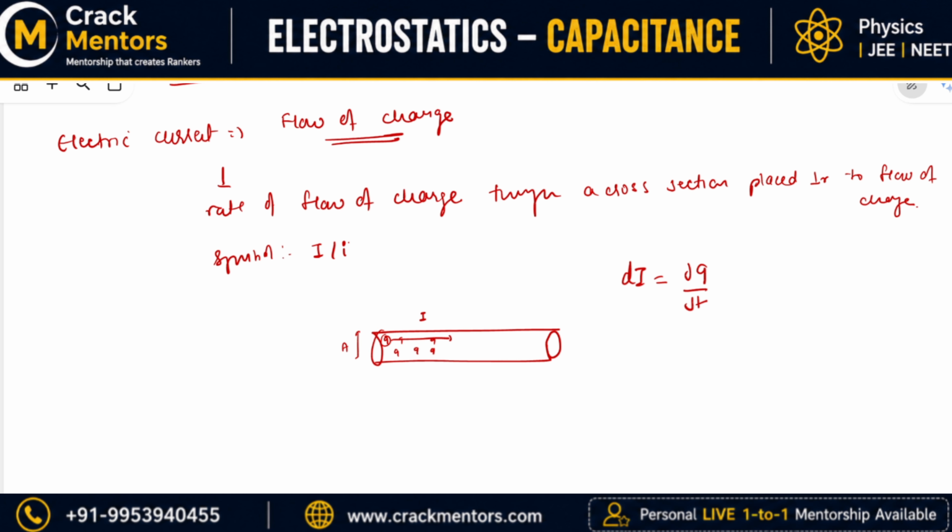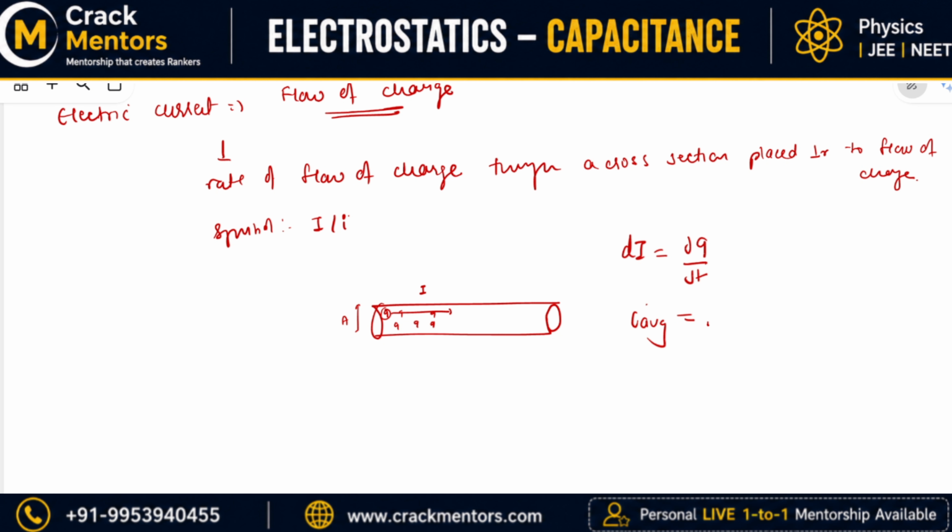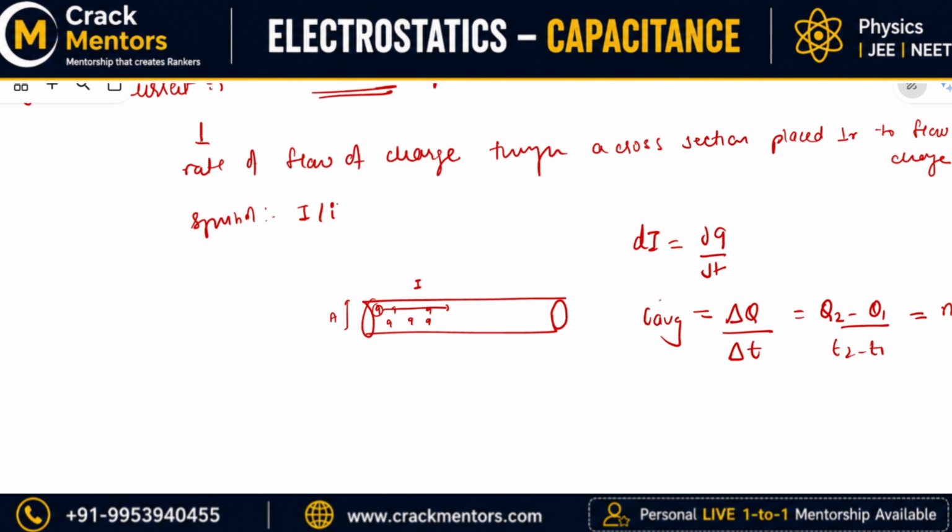The instantaneous current is represented by the formula i is equal to dq by dt. Talking about the average value, the average current can be written as delta q by delta t, which can be represented as q2 minus q1 by t2 minus t1. These are the different forms of the formula which we are going to deal with in the question set. Or I can write it in simpler terms as ne by t, the number of charges multiplied by the charge on each, that is e, per unit time. I hope that is clear.